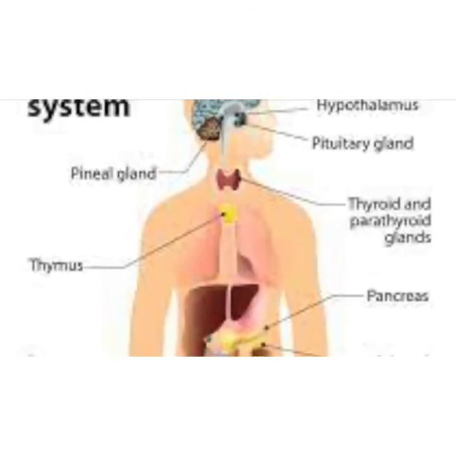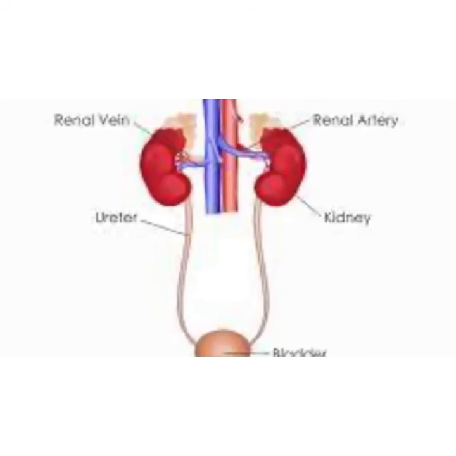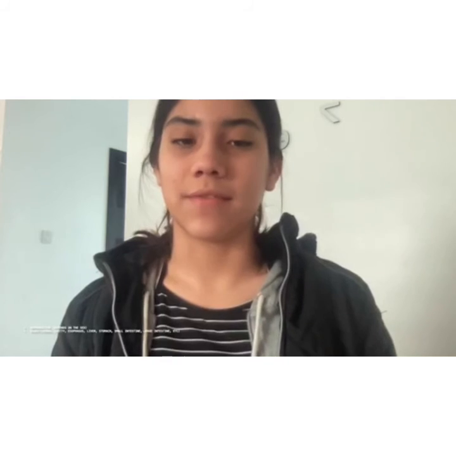endocrine, that is pineal gland, pituitary gland, thyroid gland, thymus, adrenal gland, pancreas, and ovary and testis; urinary excretory, that is kidney, ureter, urinary bladder, and urethra; reproductive, which depends on the sex; and digestive, that is oral cavity, esophagus, liver, stomach, small intestine, large intestine, etc.